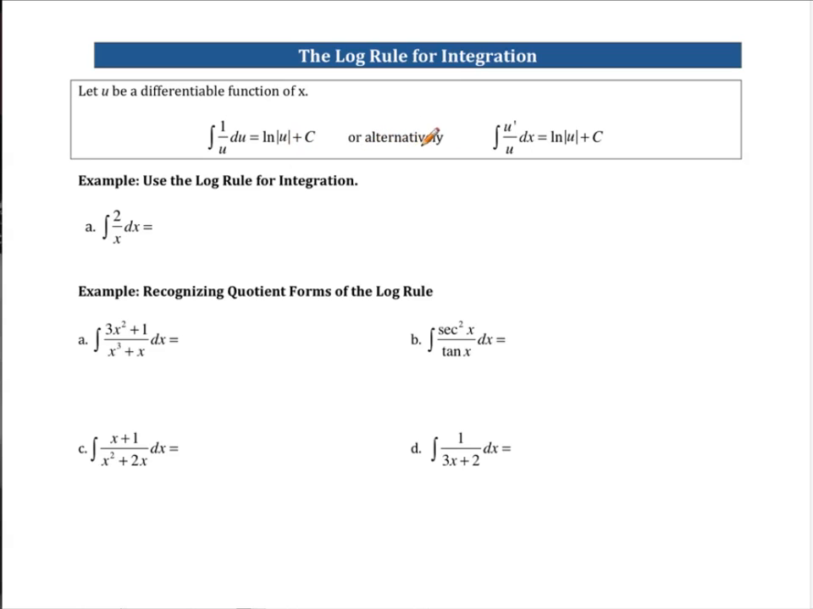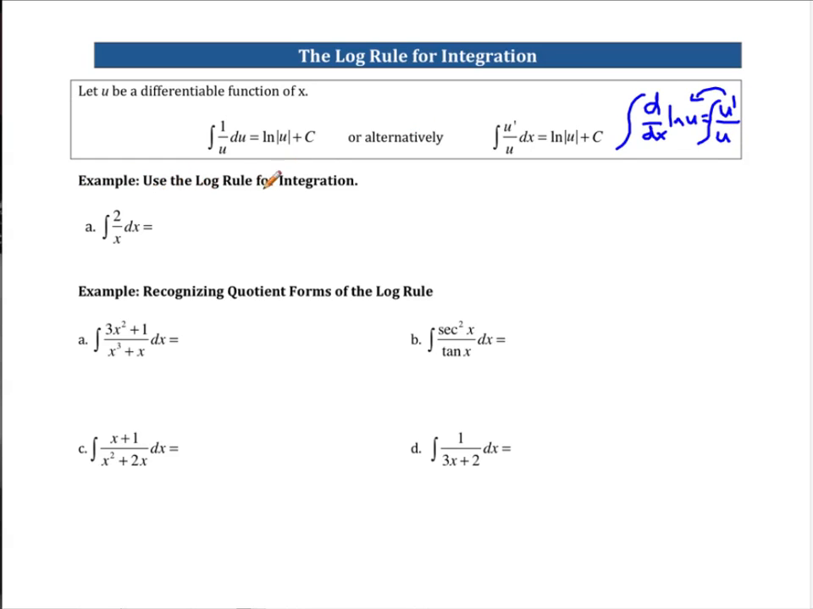Or alternatively, we can also think of this as u prime over u dx. So this integral is the natural log of the absolute value of u plus c. So again, we're just undoing that earlier thought. Remember, if we take the derivative with respect to x of the natural log of u, that was u prime over u. And so now we're just going backwards. Okay, so if we take this integral, this is what we get right here.